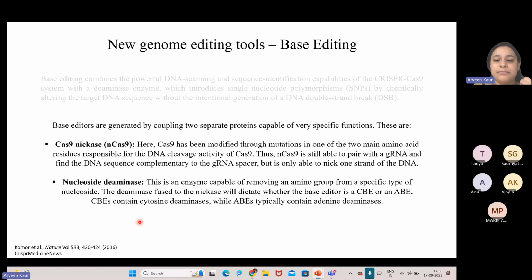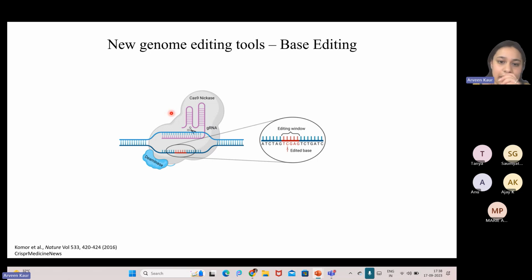So these basically contain cytosine deaminases, whereas ABEs typically contain adenine deaminases. How it works is that there is still this Cas9 machinery present. This Cas9 machinery, with the help of its guide RNA, goes and recognizes the complementary strand, right? When it recognizes this complementary strand, it can nick only one part of the strand and it will not cause a nick to the other strand, right?